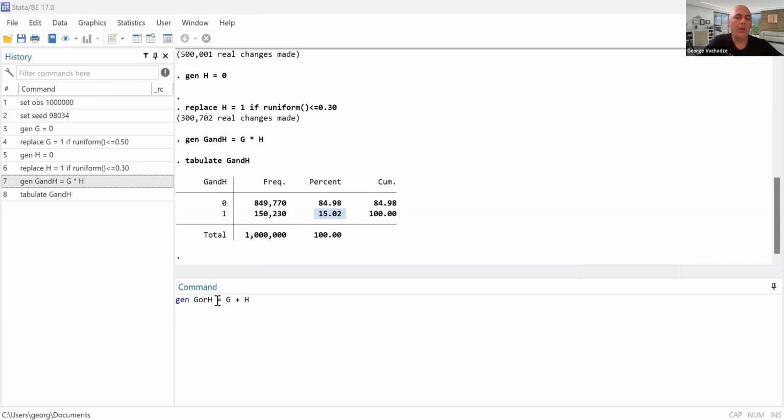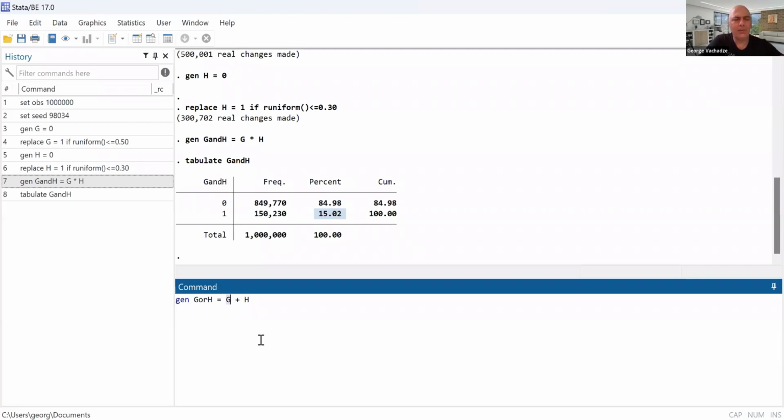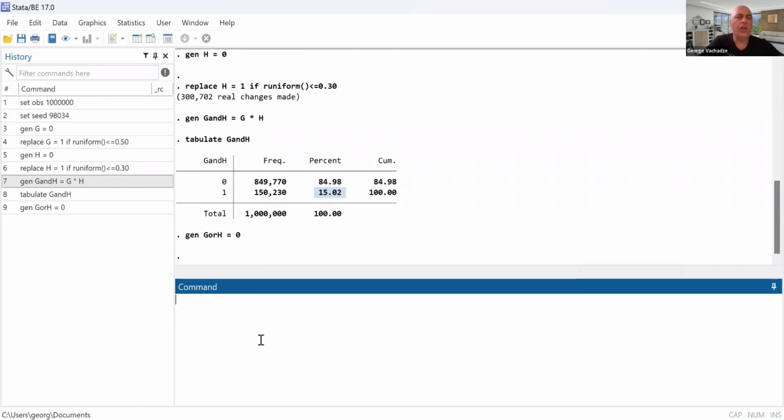Okay, so instead of this, I think it's not a good idea. Let's think for a second. I will generate G or H equals 0, and then I will modify G or H to be 1 if G plus H is greater than or equal to 1. Let's think for a second. What does it mean that G plus H is greater than or equal to 1?